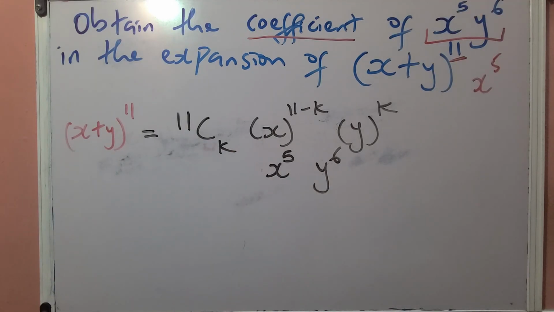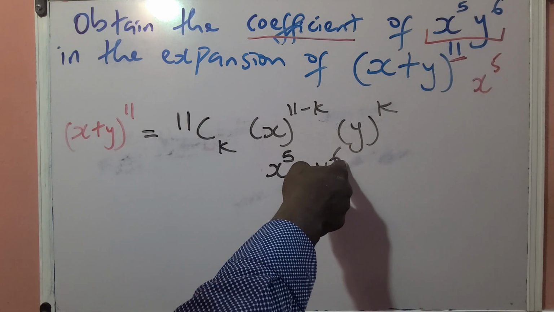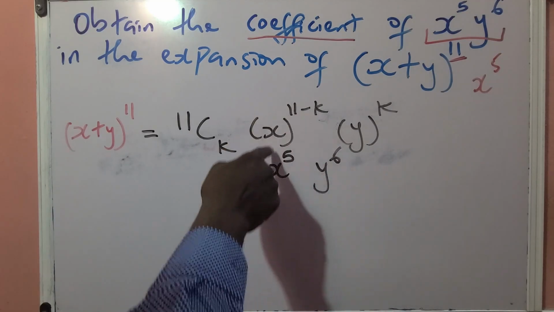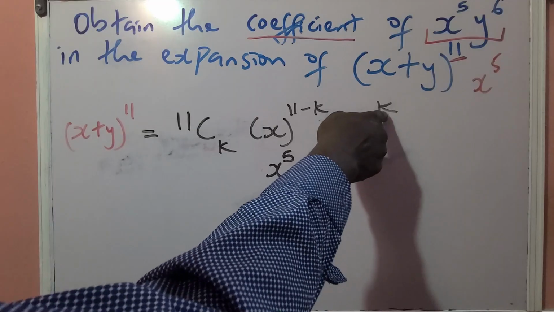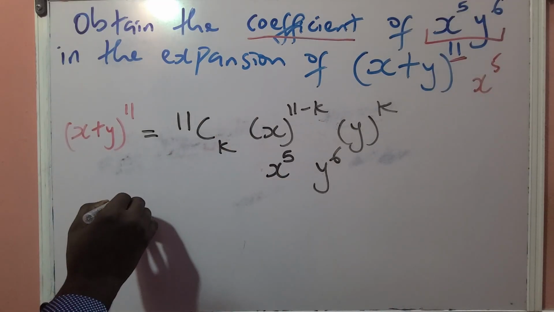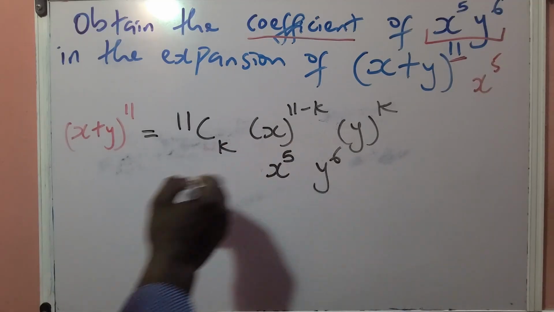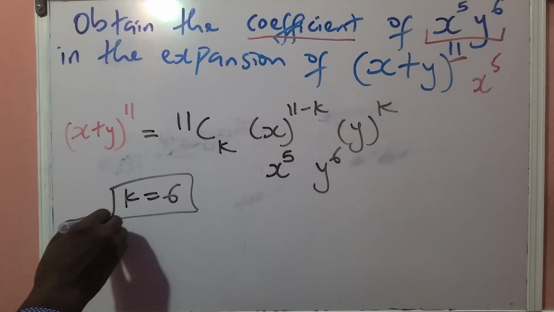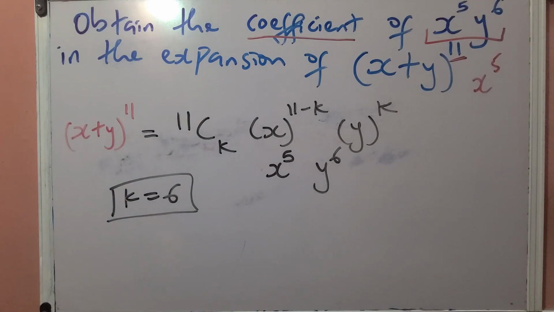Well, if you observe this carefully, you will notice that if you put in your k as 6, you obviously will have 11 minus 6, which will be 5, and then you'll be having 6. So that means the expression will be perfect for x raised to power 5, y raised to power 6 when k was equal to 6. So this is the key to solving this question without wasting time.